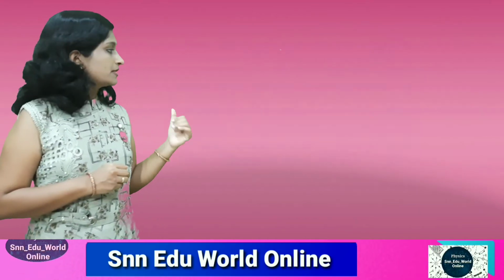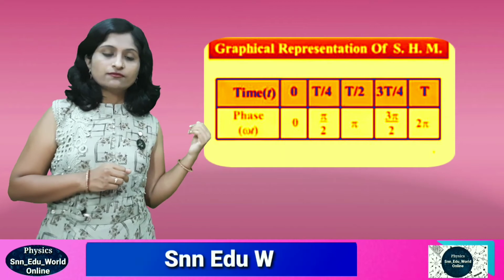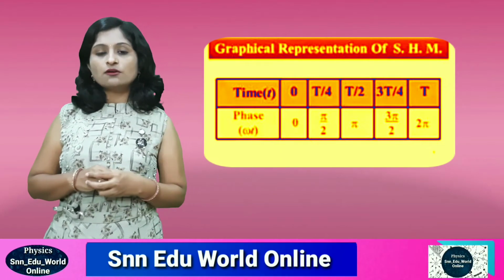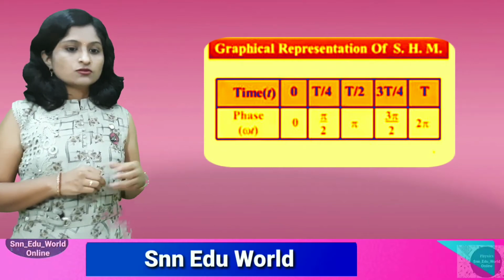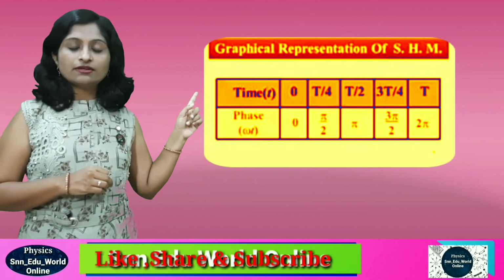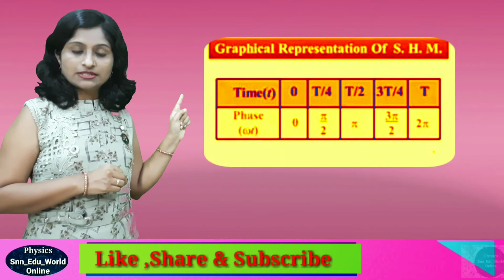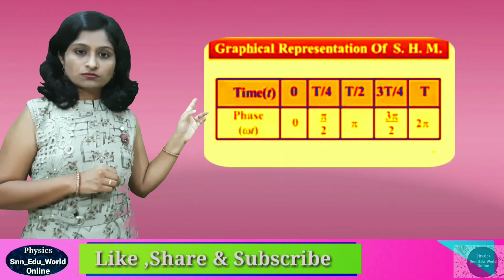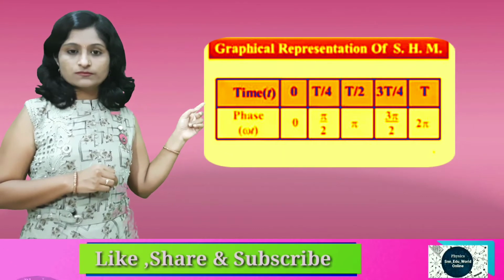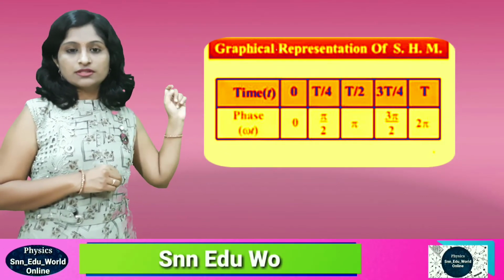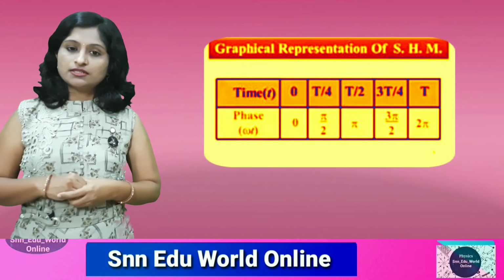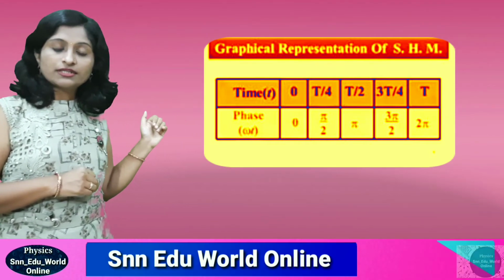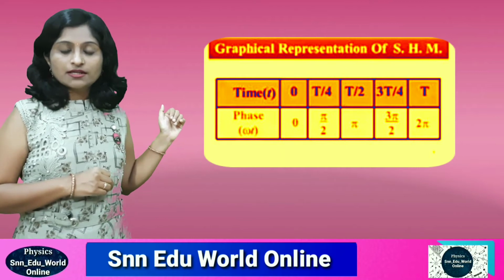So observe this table here. First I have calculated only the phase of the particle. The first line represents only the time t, small t. What are the timings we have taken? 0, T by 4, T by 2, 3T by 4 and T. With respect to this, the phase is calculated below, it is omega t.